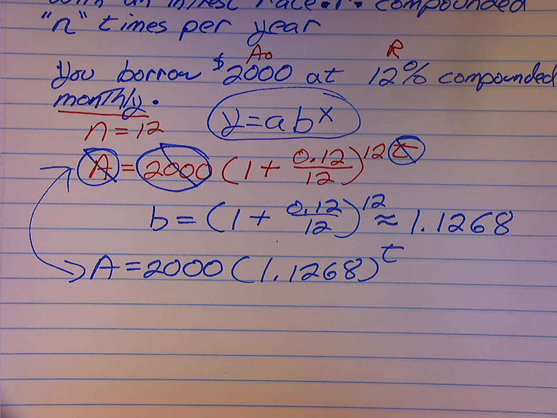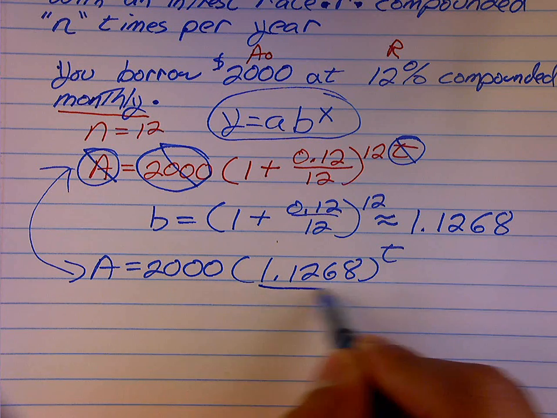Let me repeat that. 12% compounded monthly means my debt does not grow at 12% a year. It grows by 12.68%. Look at your rate inside of this blue formula.